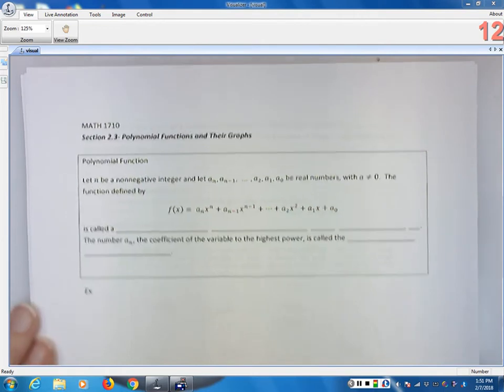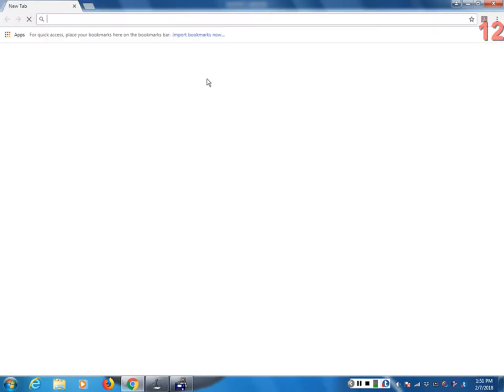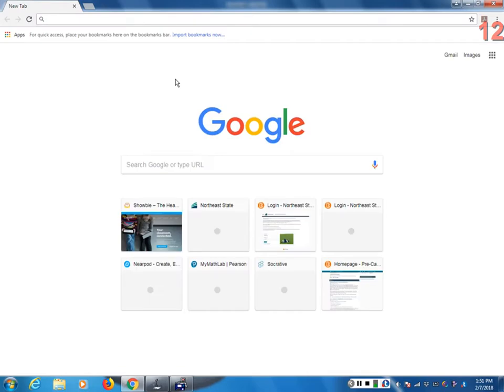Okay, so first thing we're going to talk about is polynomial functions and their graphs. I do have a nice Nearpod for this, so I'm going to start that. It has nice things to make sure you're understanding the material.